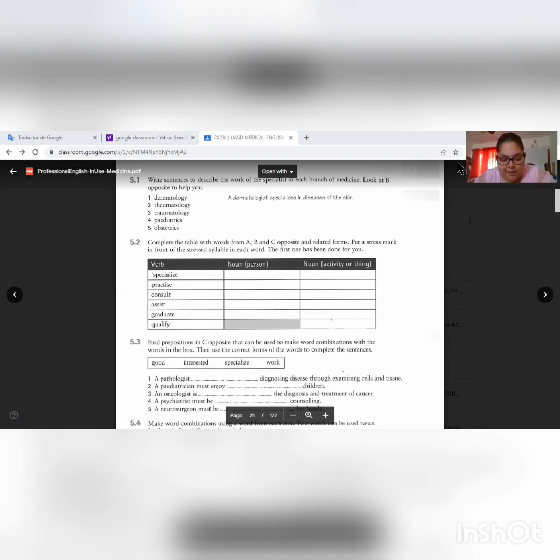5.2. Complete the table with words from A, B, and C opposite and related forms. Put a stress mark in front of the stressed syllable in each word. The first one has been done for you. Verb: specialize; noun, person: specialist; noun, activity or thing: specialization. Verb: practice; noun, person: practitioner; noun, activity or thing: practice.